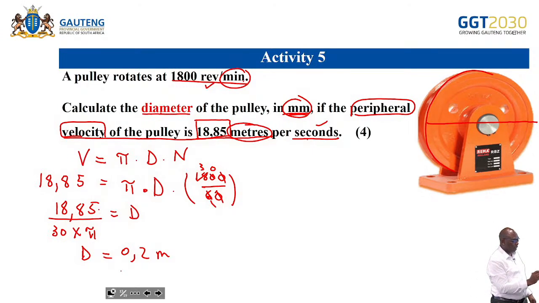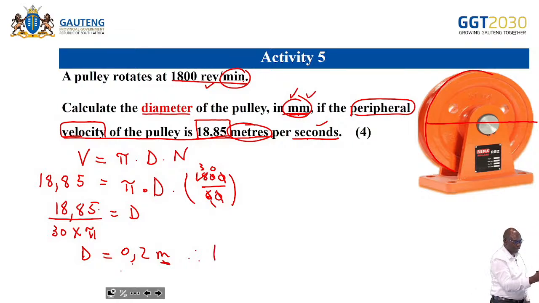And now how do I change my meters to what is requested here? So what is requested there? It's millimeters. So if I stop there, I'll only get 3 marks. But then I need to answer the question.